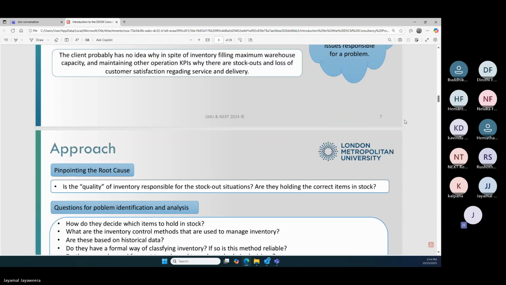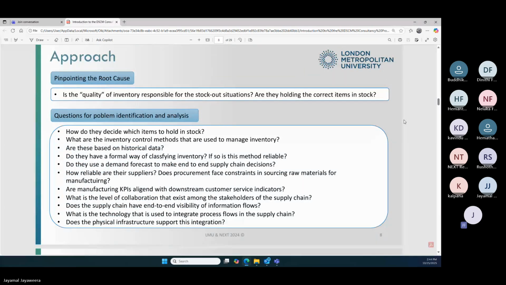So let's look at the approach that you can take when you start your consultancy project. Now let's link this to this particular problem about the warehouse spilling over with items, but apparently there are wrong items in stock. Because although the warehouse is full of items, they are not the items that the customer wants. So there's something radically wrong. But your manufacturing KPIs are good, your sourcing and procurement KPIs are good. So what is the problem? Right? So here we are speculating that it's the quality of inventory.